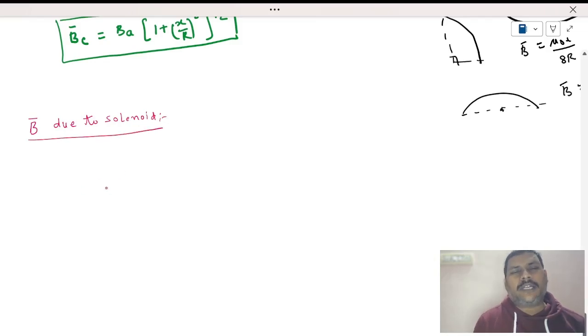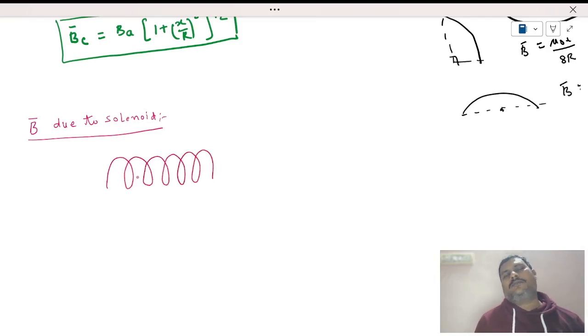Now the field due to a solenoid. A solenoid is a helical spring wound with insulating wire on a cylindrical bar or something. This is called a solenoid. Each coil behaves like a bar magnet. Now current is entering like this, so the solenoid polarity depends on the end rule.